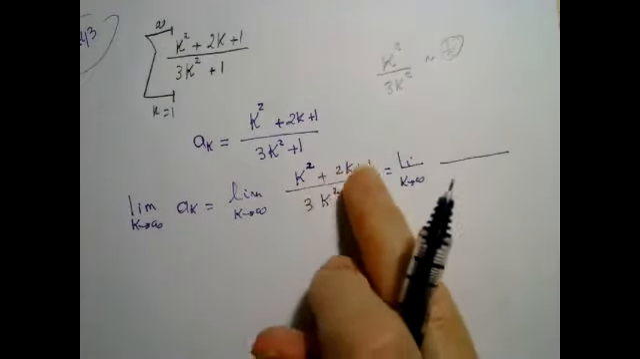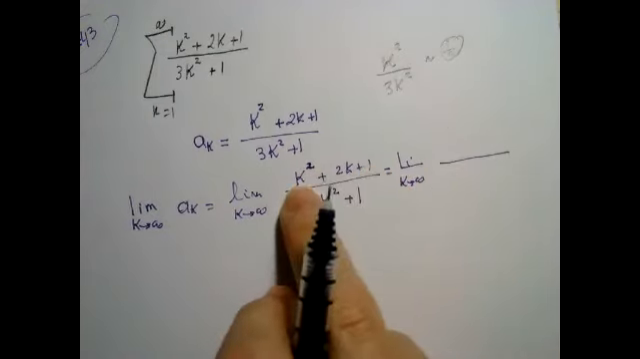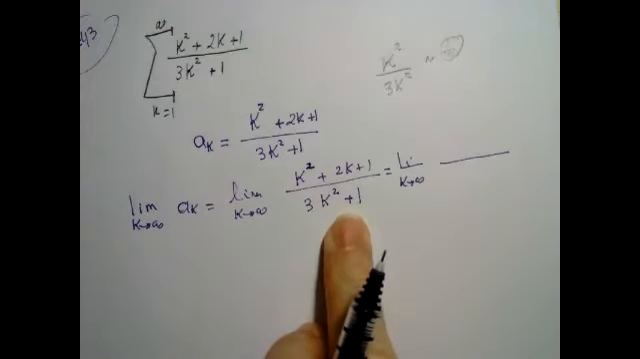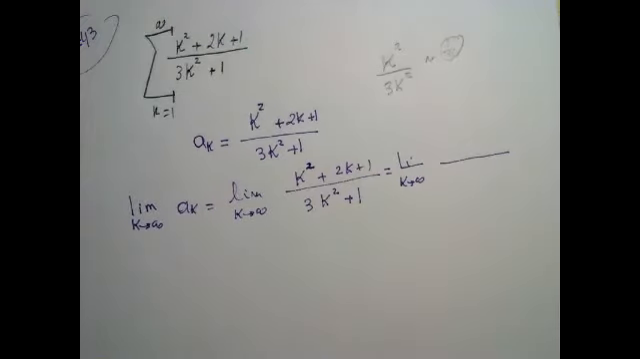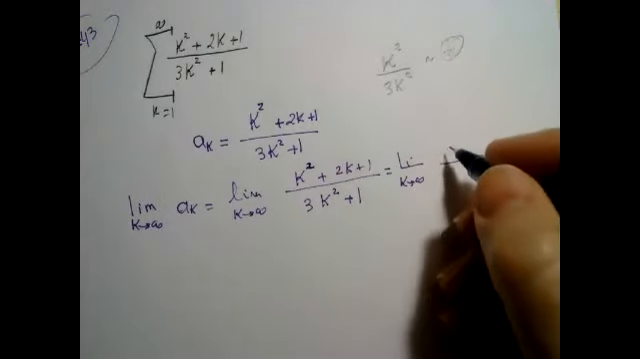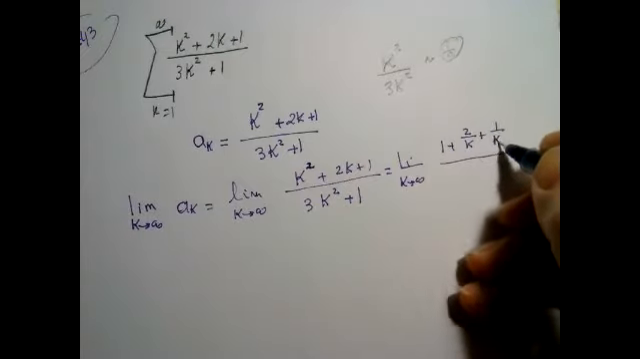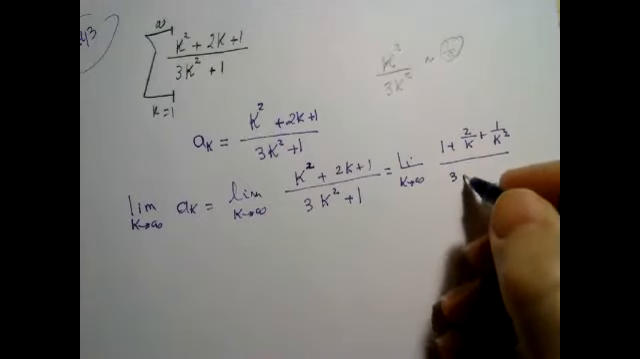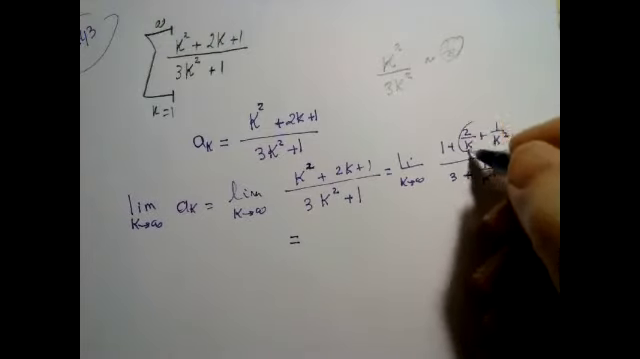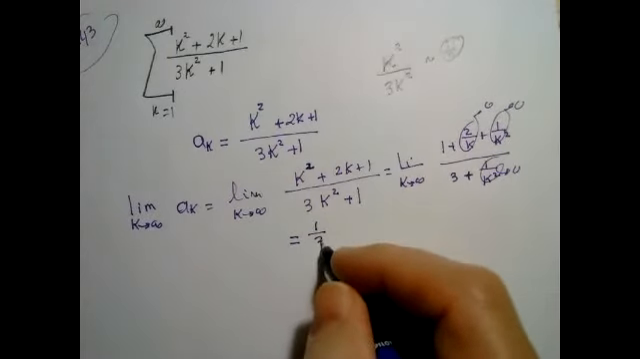So the numerator is going to be dominated by k squared. It means when k is large, if you take k to be a million, this is going to be really small compared to k squared. The same thing in the denominator. So eventually the ratio is going to be a third. Now let's do it algebraically. We divide by k squared, both top and bottom. I will have 1 plus 2 over k plus 1 over k squared, over 3 plus 1 over k squared. It's easier than L'Hopital's rule. So when k goes to infinity, these go to 0, 0, 0. This is equal to 1 over 3.